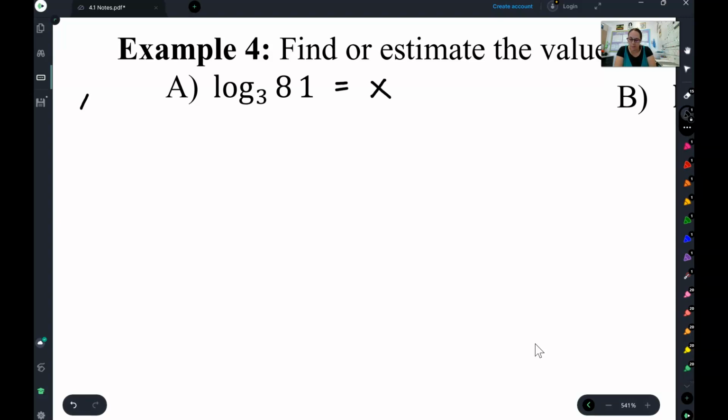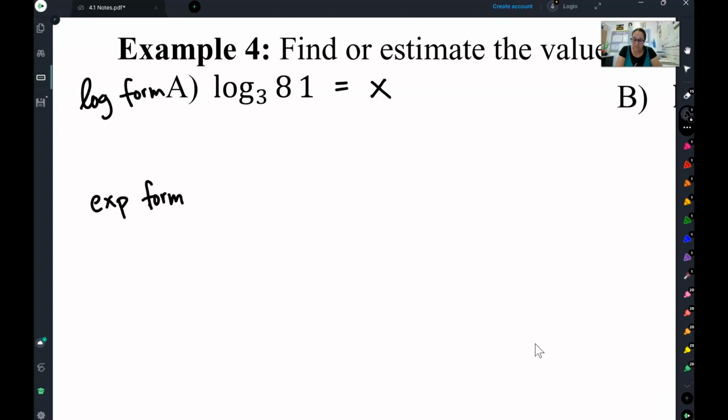Right now, this problem is in log form. And while it's in log form, we can't solve this. We don't know what this thing equals. Mostly because you're not really familiar with logarithms yet. You need more practice with them. So what we're going to do is change it to a form you are more familiar in, which is the exponential form. So if I change this logarithm from logarithmic form to exponential form, I'm going to do 2 steps.